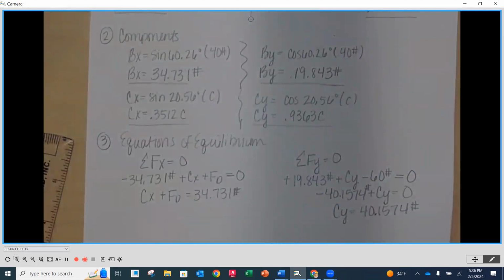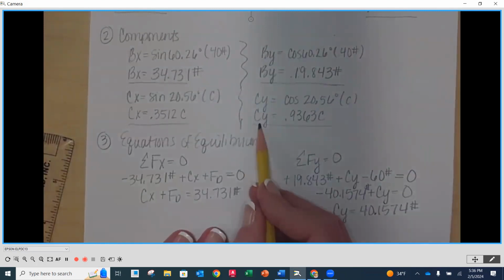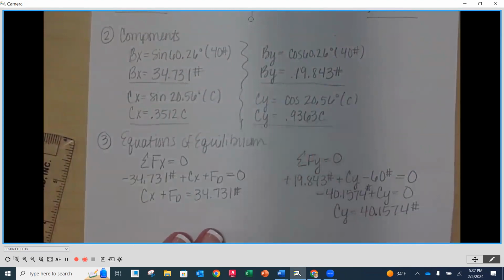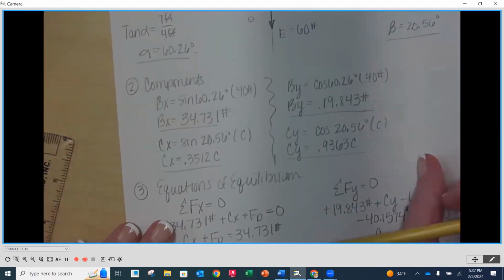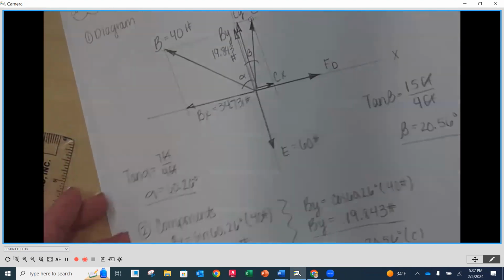So how would we calculate for C here? Go ahead. Put in the equation. Yes, we could put CY right back up in here, right? And we could then solve for C by dividing both sides by the 0.9363. So let's go ahead and do that. I'm going to go to my next page here. Okay, so we're going to continue with that equation.